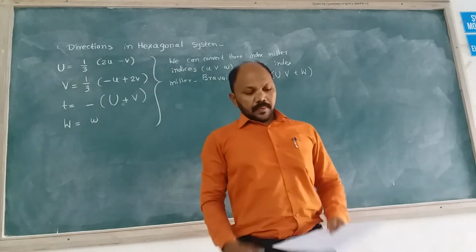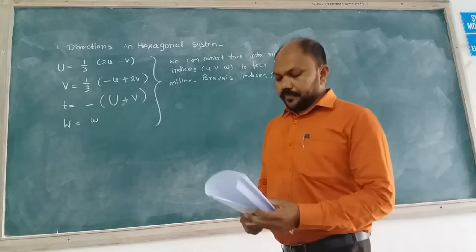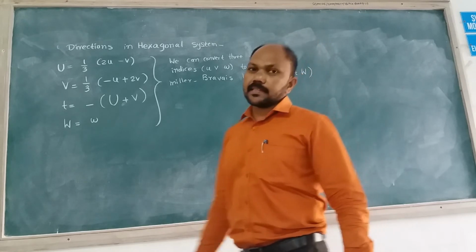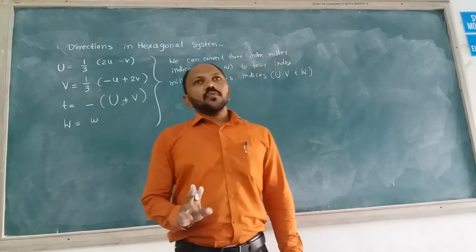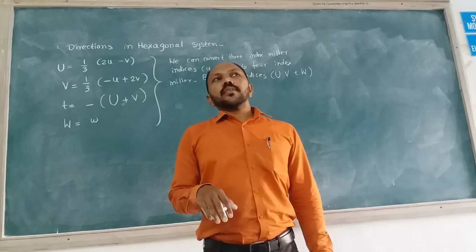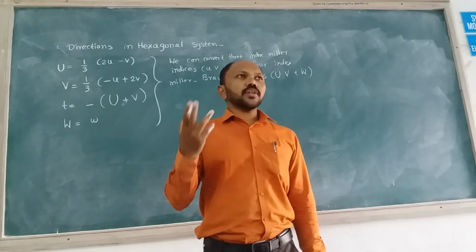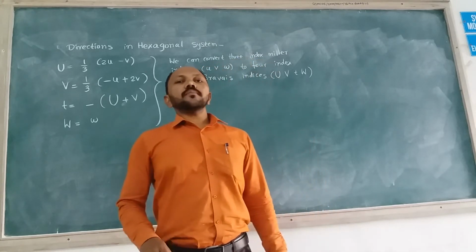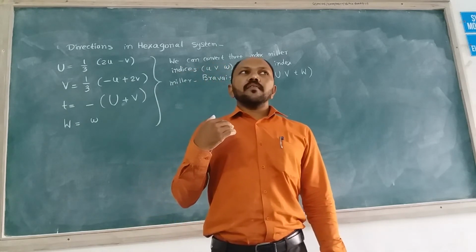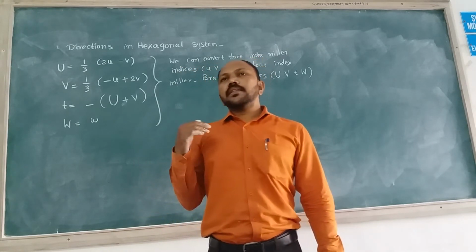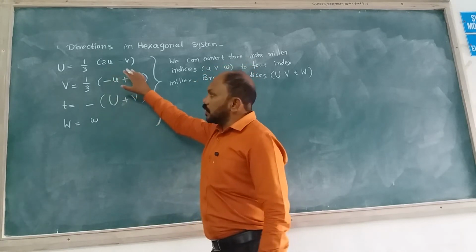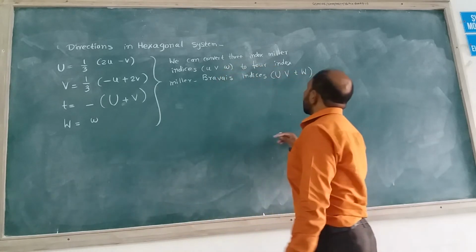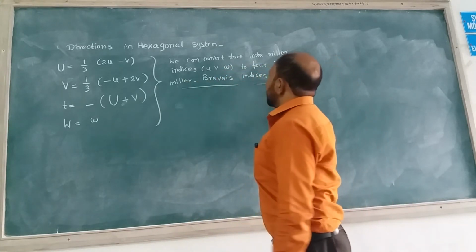So here are the directions which we show by using this 4 axis system. First, by using 3 axes, that is by using the Miller indices system, we find out the values of direction, and some formulas are available. Those formulas are used for converting it into a 4 axis system, and that system is called the Miller-Bravais indices system.